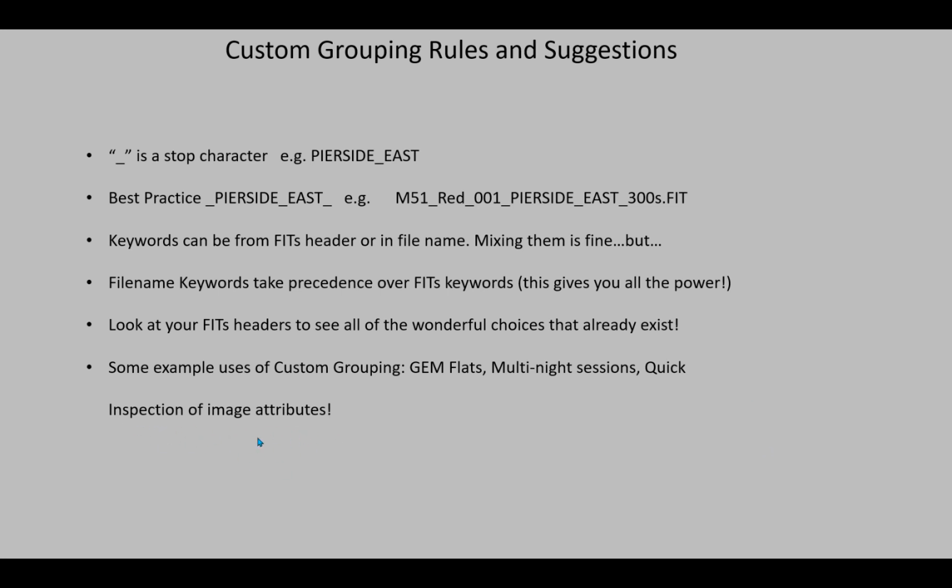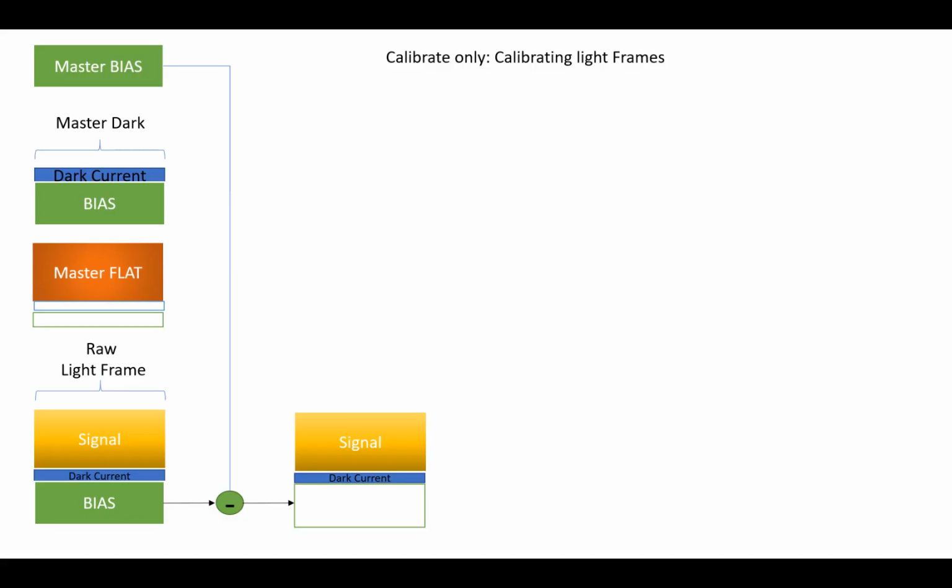One of the interesting things is that by grouping data, you can actually see all kinds of attributes of your images. It's just kind of a side product of being able to examine the FITS headers just by specifying a keyword. It's kind of cool.